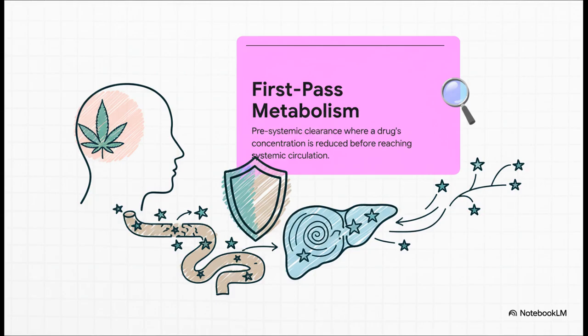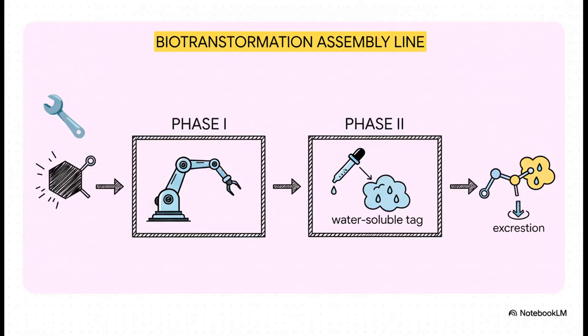First, that definition. First-pass metabolism is the pre-systemic clearance of a substance. In plain English, it's the body's first line of defense, breaking down a chunk of the xenobiotic before it can go system-wide. This happens in 2 main places. First, right in the wall of the gut, the GI mucosa, and then, much more significantly, in the liver.